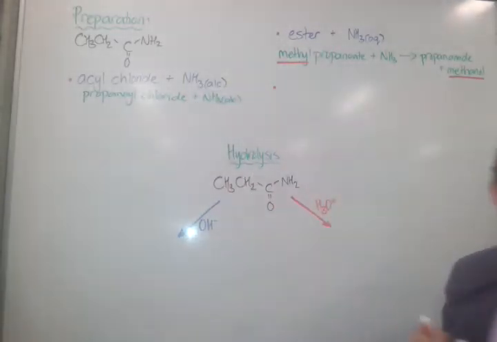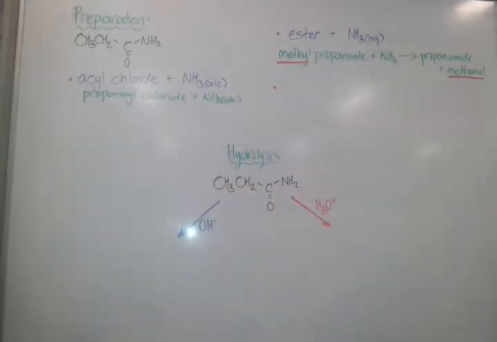And that is if I have the ammonium salt of a carboxylate. So if, for example, I had, in this case, propanoic acid and I reacted it with aqueous ammonia, then I'd end up making ammonium propanoate.